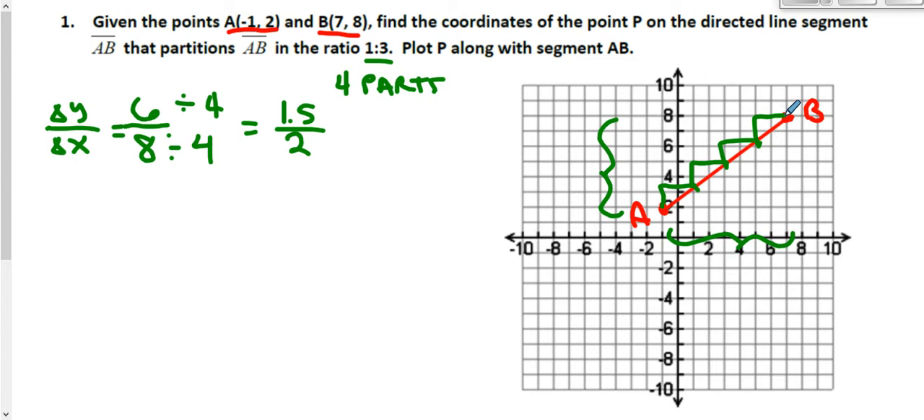Now, the partition has to be at my ratio of 1 to 3. So I need one of these parts to be to the left of my partition. So starting at A, here's 1 piece, 1. And then the other 3 pieces are going to be to the right of my partition. So there's the other 3. So that means my partition is going to be right here, P. That's the dot that represents my partition. Let me do it in another color. There we go. That dot right there. So 1 piece is to the left, 3 pieces are to the right. I have my ratio.